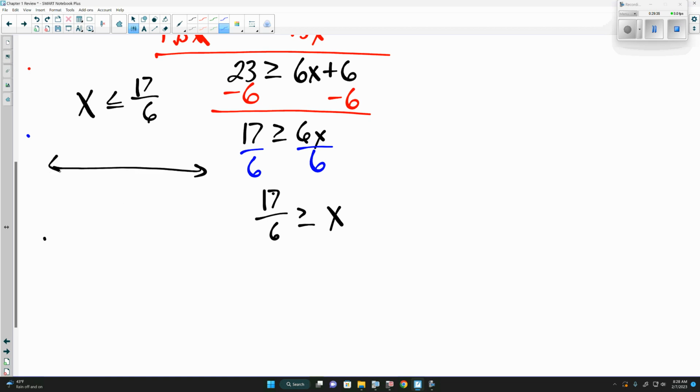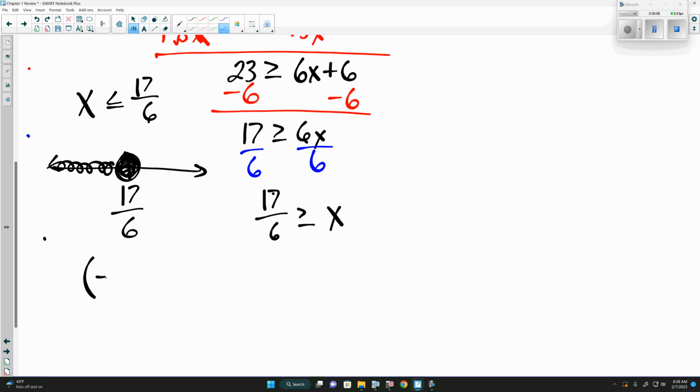If we were asked to graph this, I just make a number line and put 17 over 6 in about the dead center. I'm not making you draw these number lines with respect to 0. Just make sure, especially if there's more than one number on the number line, that they are set up in the correct order. Smaller number on the left, bigger number on the right. Now at 17/6, it is filled in because it is equal to, and since x is smaller than it, we would shade to the left.